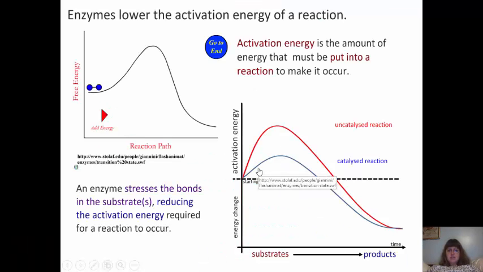So as the enzyme stresses the bonds in the substrates, it reduces the activation energy that's required for the reaction to occur so it can happen faster.